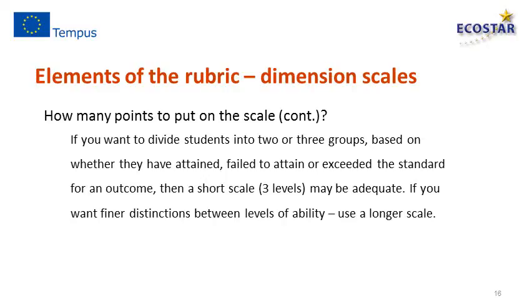Some other considerations to take into account when you're thinking about how many points to put on the scale. If you want to, let's say, just divide students into 2 or 3 groups based on whether they've attained the standard, failed to attain the standard, or perhaps exceeded the standard for a particular outcome, then a short scale of 3 levels may be adequate. However, if you want finer distinctions between levels of ability, then you should use a longer scale.